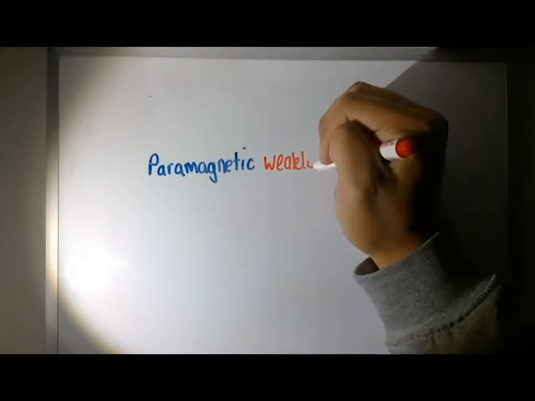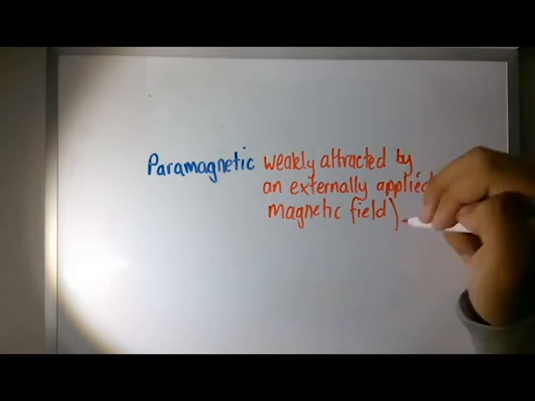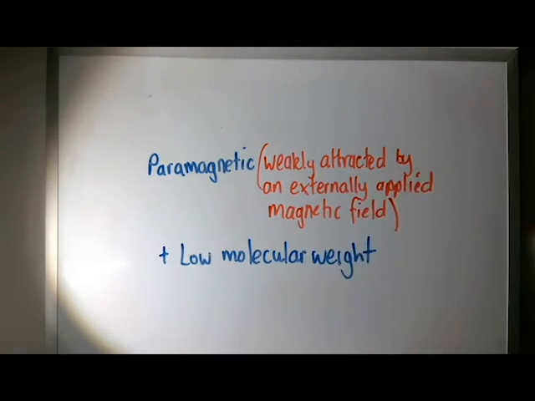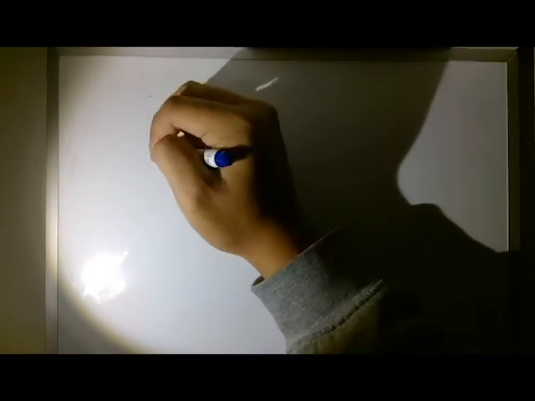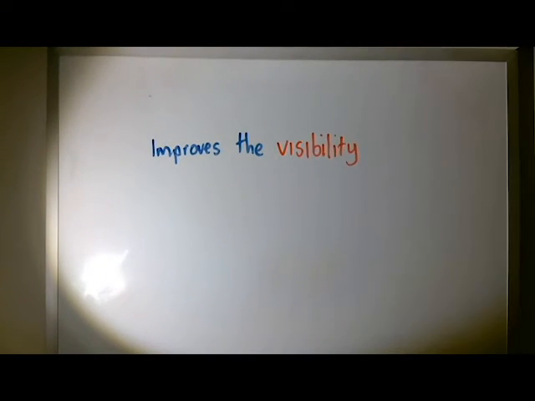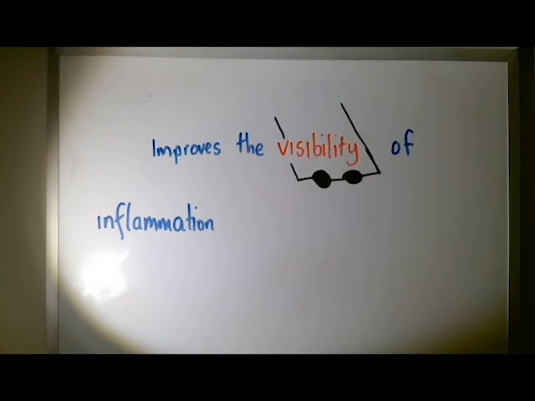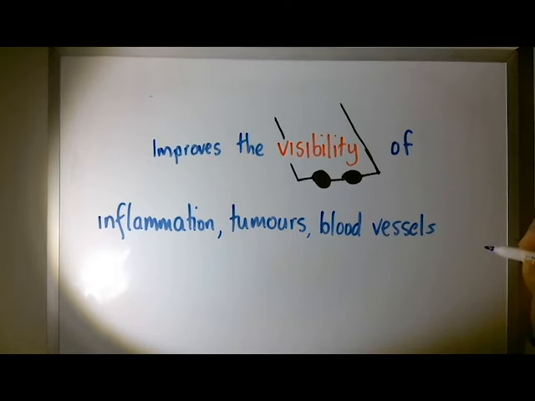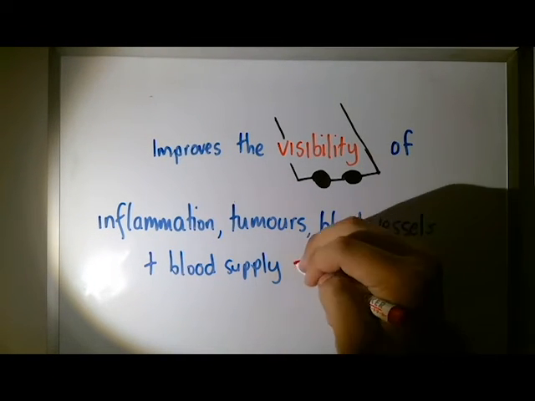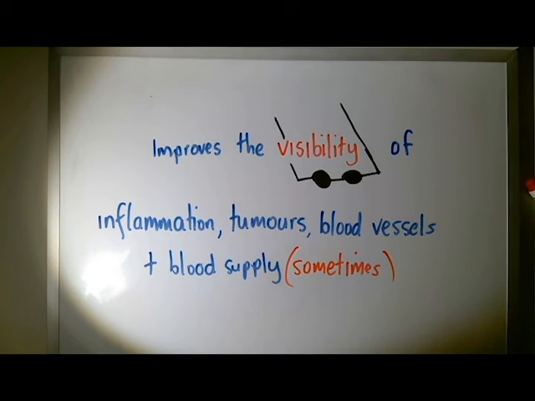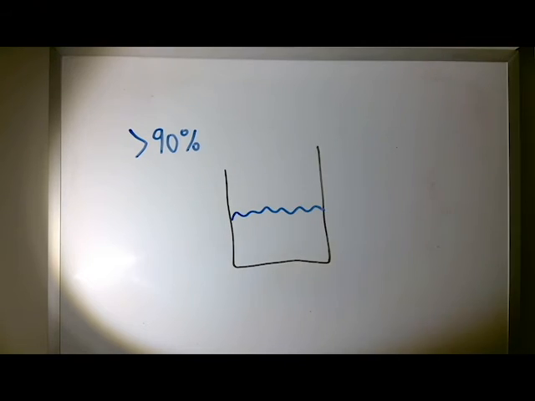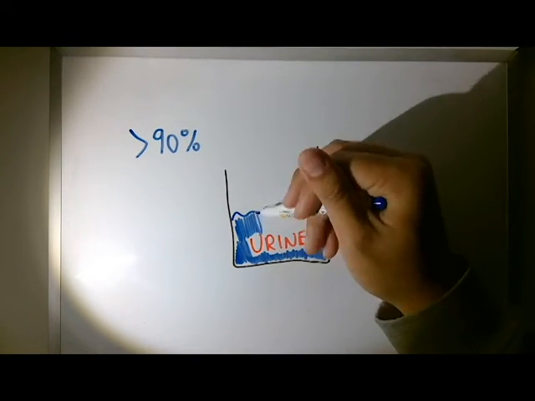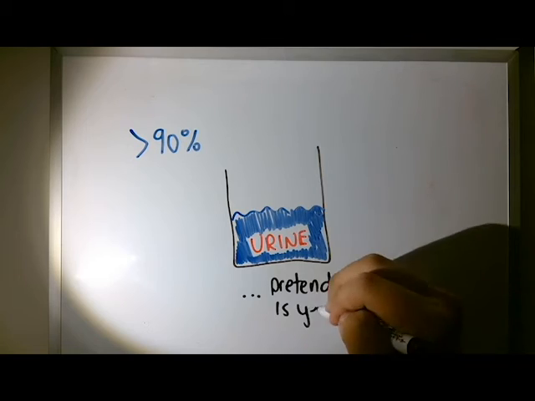In MRI, common contrast agents found today are paramagnetic and also have low molecular weight. A notable example includes diagnostic agents of gadolinium nanoparticles, which are given to a patient by intravenous injection. This contrast medium significantly improves the visibility of inflammation, tumors, blood vessels, and for some organs, blood supply. It is very safe, with side effects being uncommon. Over 90% of the injected contrast medium is passed out in the urine within 24 hours, assuming normal kidney function.